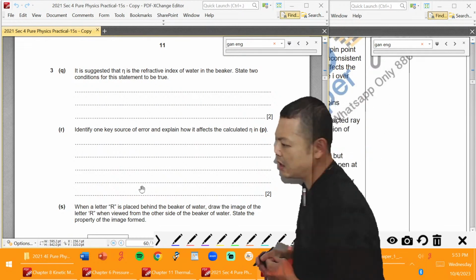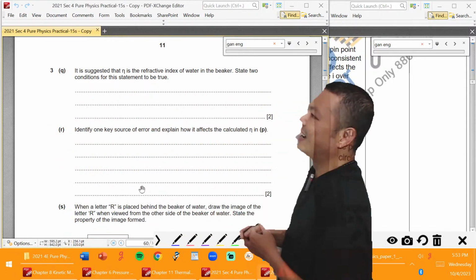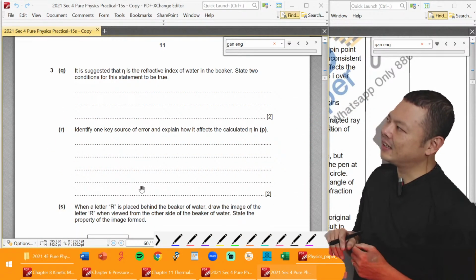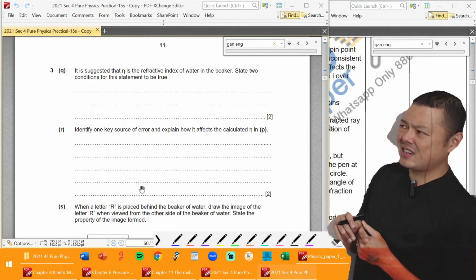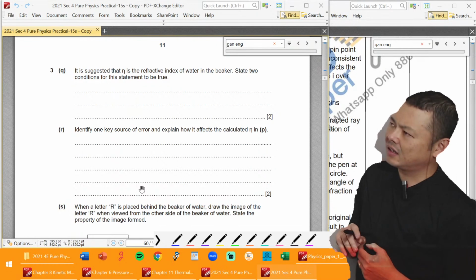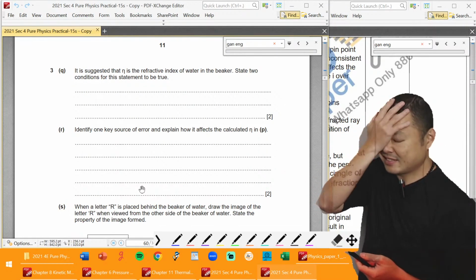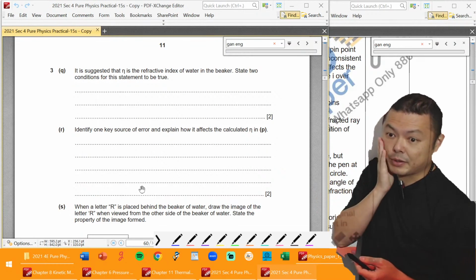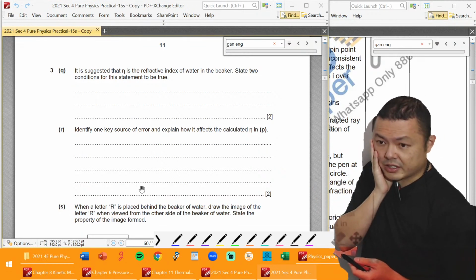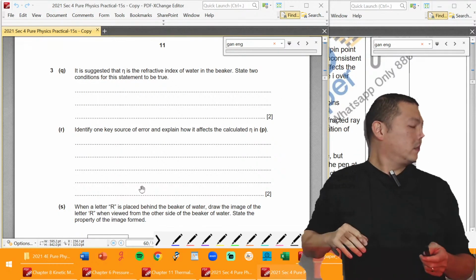What else would I say? I'll say the temperature of the water is constant. Does that make sense? Can you say that? How does that affect the angle of incidence? Temperature will change the density of the water, which will change the refractive index. Yeah, it does.